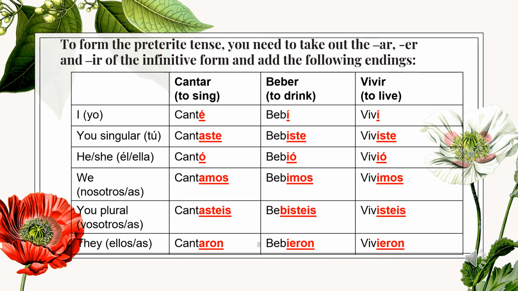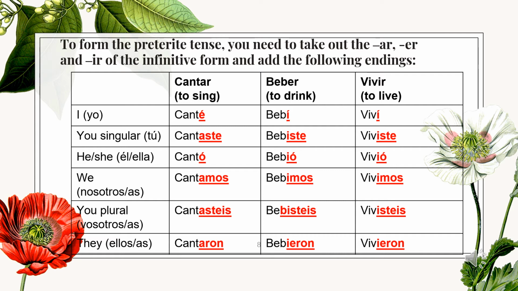cantaste for the you singular form, cantó, he or she, cantamos, we, cantasteis, you plural, cantaron, they. If you look at the we form, the preterite for the AR verbs is the same as the present tense. So the ending for the preterite on the we form is very easy because it's the same as the we form in the present tense.